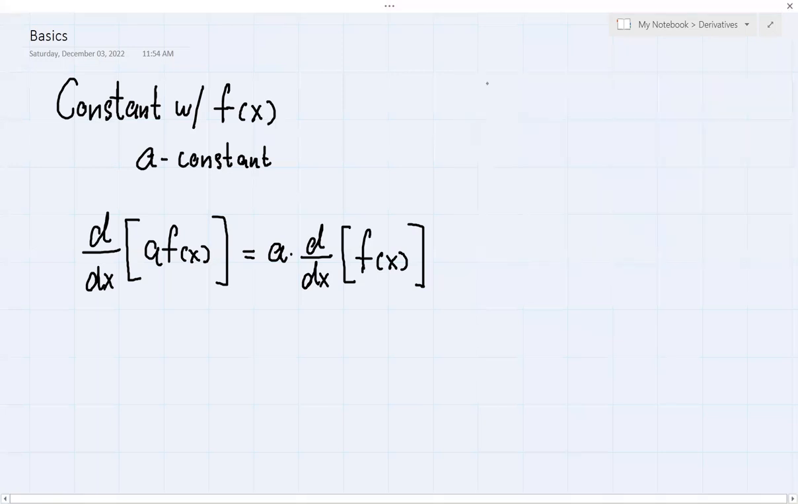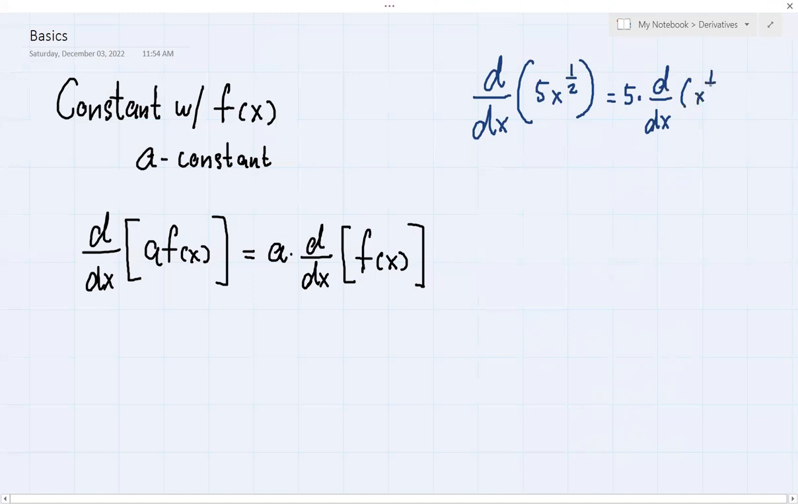Now, let's try to add one more example. Okay? So, let's just say, meron tayong derivative of 5x raised to 1 half. Okay? So, the same technique pa rin. First, copy the constant. Then next, kunin mo yung derivative ng katabi niya, which is x raised to 1 half.